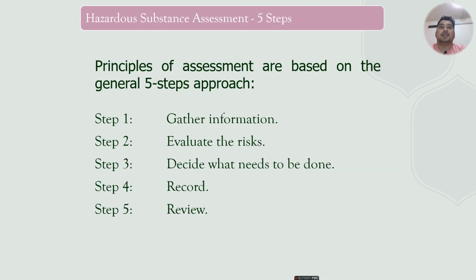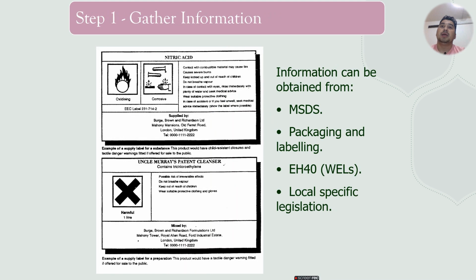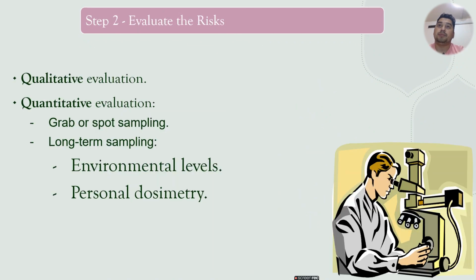Now, hazardous substances assessment, 5 steps. Principles of assessment are based on the general 5-step approach. As you know, risk assessment is the same one. First, you have to gather the information, evaluate the risk, decide what needs to be done, record, and after that review. Now, gathering the information: from where will you gather the information? Information can be obtained from MSDS, packaging and labeling, EH40, and local specific law.